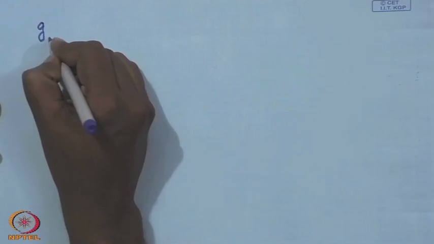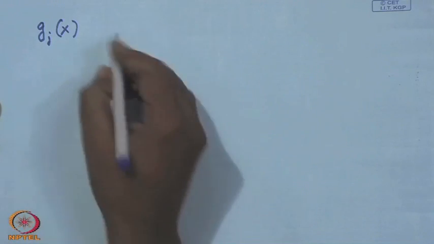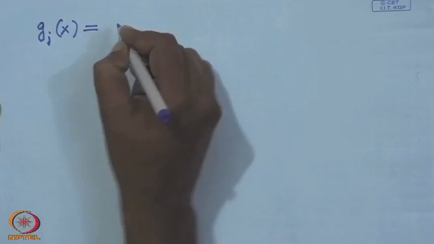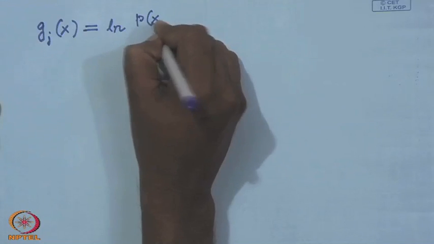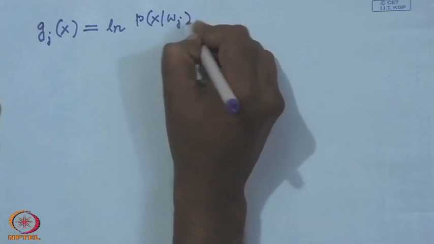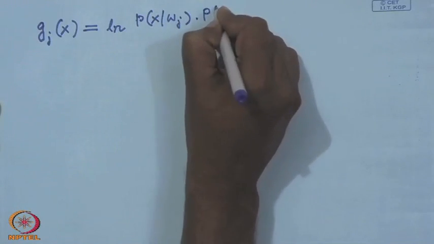Following this, in the last few classes we have also derived a number of functions called decision functions or discriminating functions. The discriminating function for a class omega j, we have defined as g j of x, which is log of p of x given omega j into the a priori probability p of omega j.